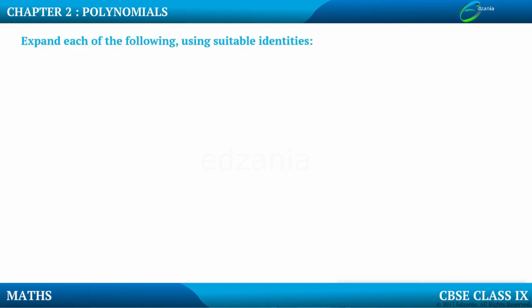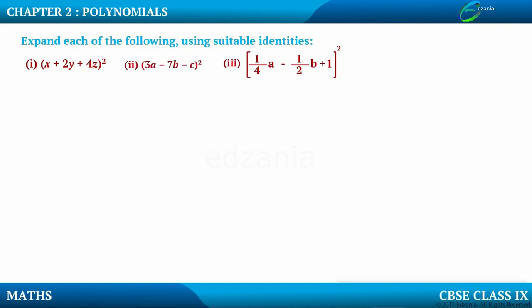Let's move on further. Expand each of the following using suitable identities. (x + 2y + 4z) the whole square. (3a - 7b - c) the whole square. (1/4 a - 1/2 b + 1) the whole square. So let us move on to the first example, that is (x + 2y + 4z) the whole square.